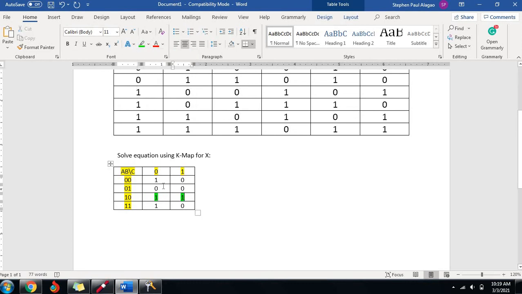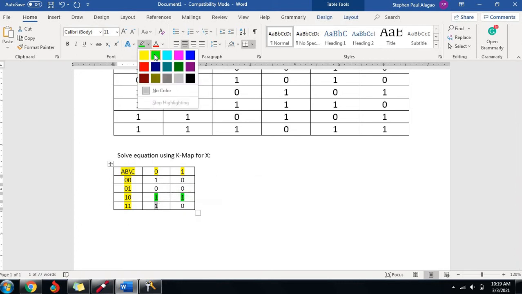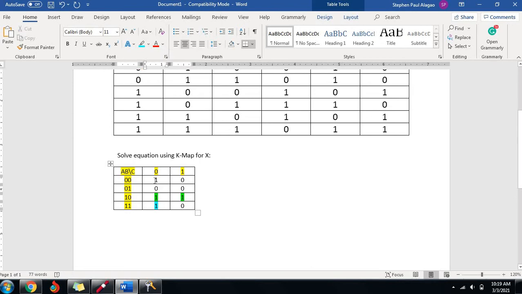Green. Okay, and this one is another group. We are going to color this one blue. These blue colors are the groupings. So if we're going to check for the equation of this one, take note that a, b, and c are all 0, so therefore a bar, b bar, and c bar, because these are all zeros.